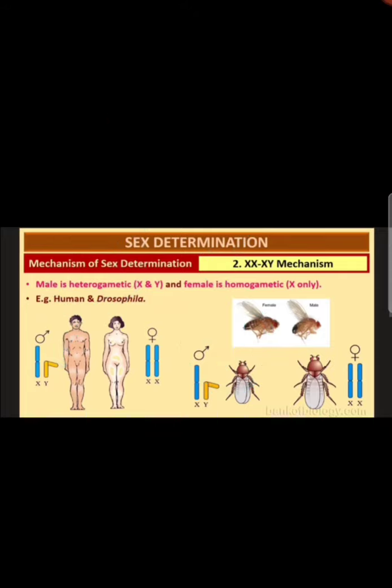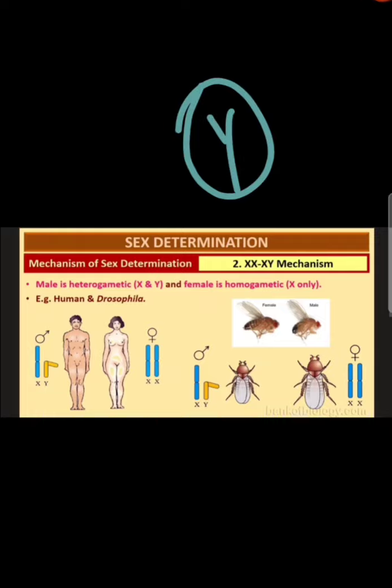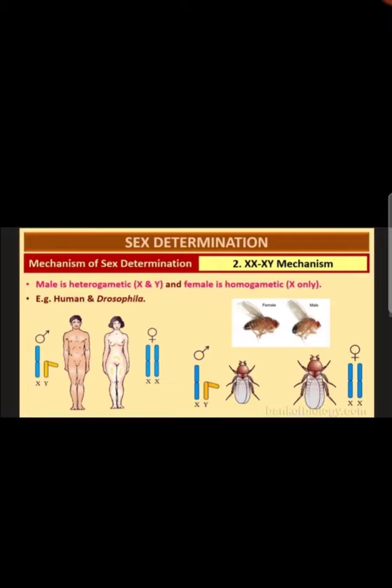So this in detail we will study the sex determination in the human being. So this concept you should remember. Okay, so the sex determination in XX and XY mechanism is mainly by the Y chromosome, the sperm having the Y chromosome, because it decides the sex of an organism.